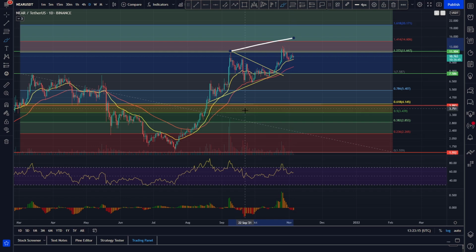And it does look as though we are potentially seeing a few bullish divergences around the place here. You can see this looks as though it could be a bullish divergence. So we may be seeing a bit more of a correction for NEAR before we do see ourselves moving to the upside. But from what we can tell, NEAR is looking very, very nice here.